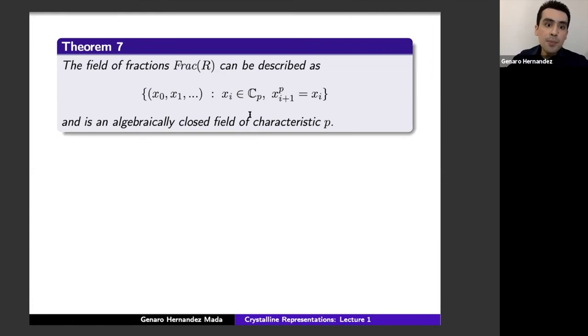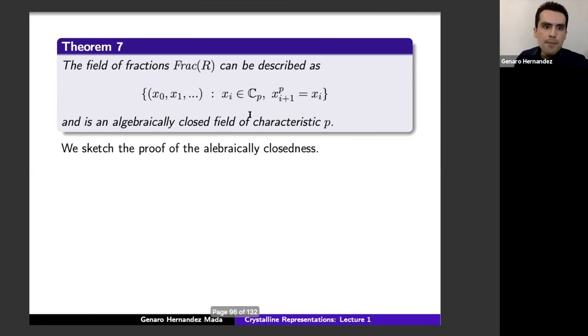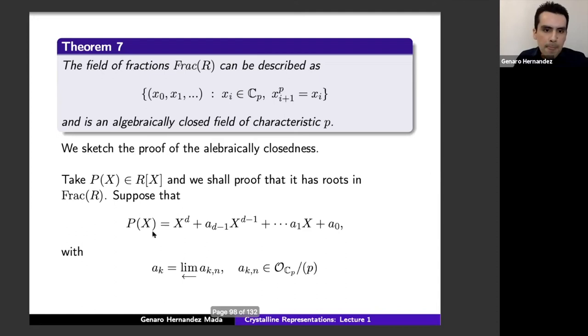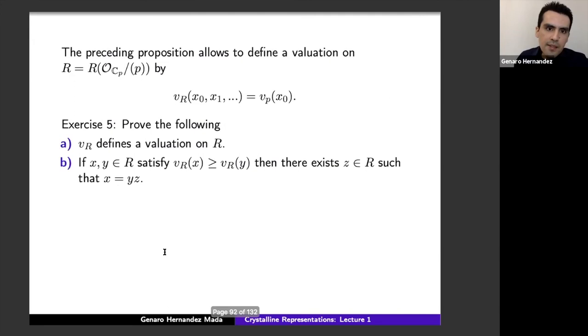Okay. So I am going to sketch the proof of the algebraically closed property. Normally we would need to take a polynomial and prove that it has roots in the field of fractions. So we may assume that it's a polynomial in R by multiplying by an appropriate power of p, for example. And so we are going to suppose that P(X) has this form. Now each of the coefficients are elements of the ring R, so I can think of them as sequences of elements here. Here I am thinking of the coefficients of the polynomial as elements in the ring here.